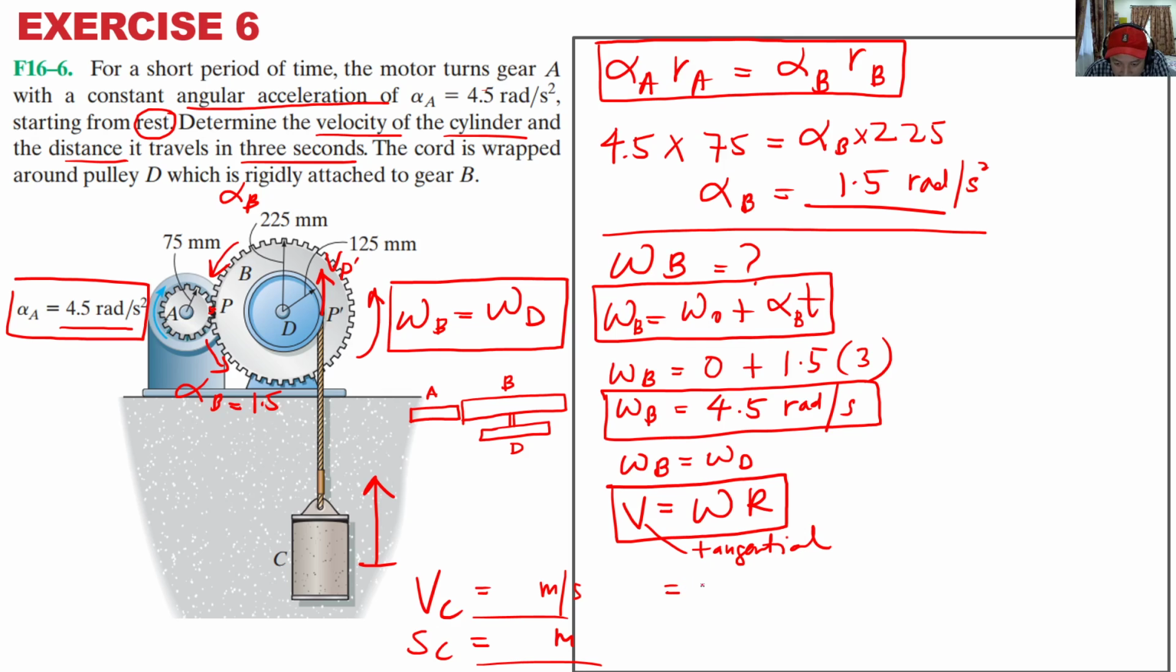So it's equivalent to omega. Omega is what? 4.5. Its radius is what? 125, so 0.125. 4.5 times 0.125 is 0.5625. So VP prime is 0.563.